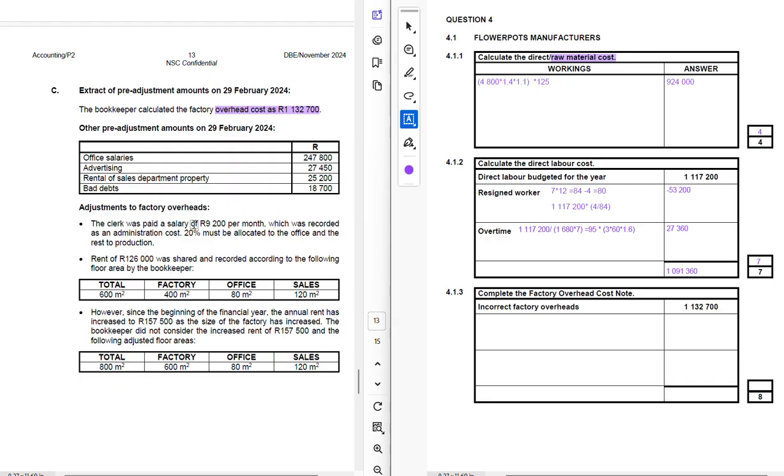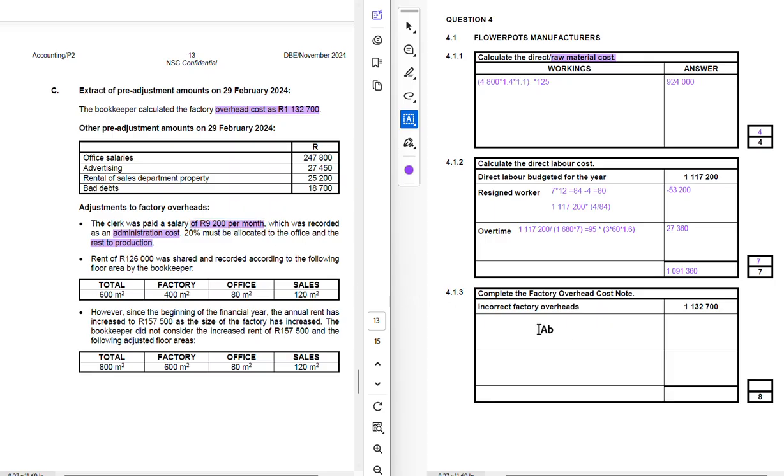And then adjustment to factory overheads. The clerk was paid a salary of 9,200 per month, which was recorded as an administrative cost. 20% should be allocated to the office and the rest to the production, meaning to say to the factory. So 80% should be allocated to the factory, that's where the production is taking place. However, it was mistakenly recorded as administration cost. So how are we going to make this adjustment or correction to the factory?